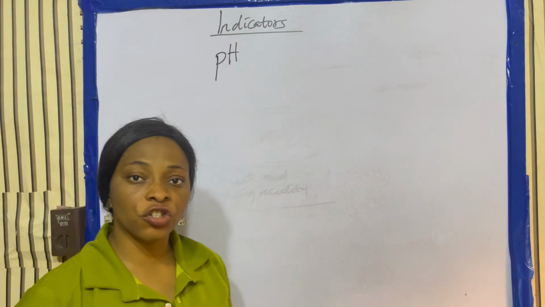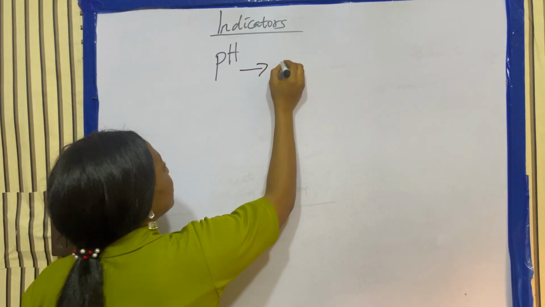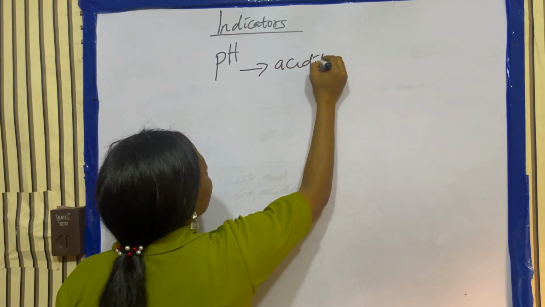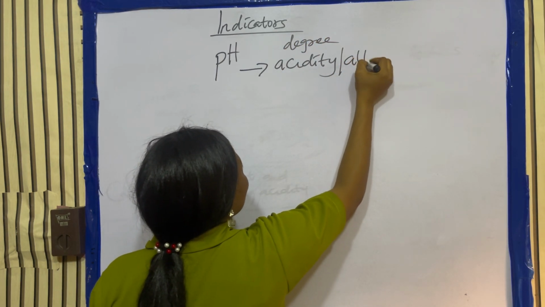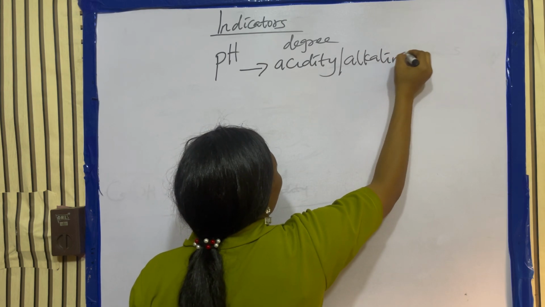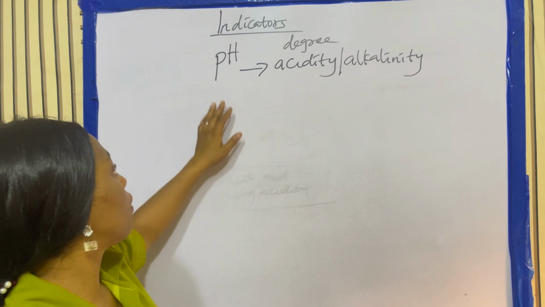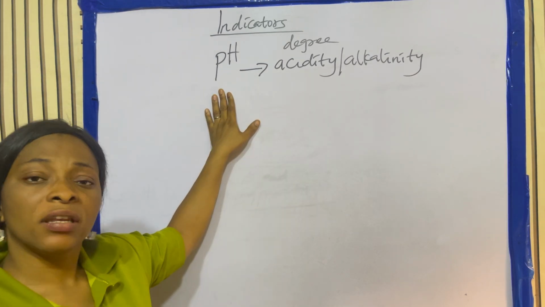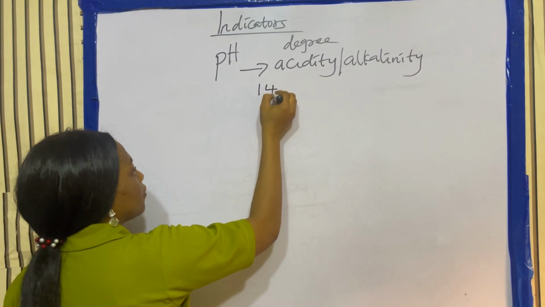Now, what is the pH of a substance? The pH of a substance refers to the degree of acidity or alkalinity of a substance. That is what we refer to as pH. Now, the pH scale has a scale of 14.